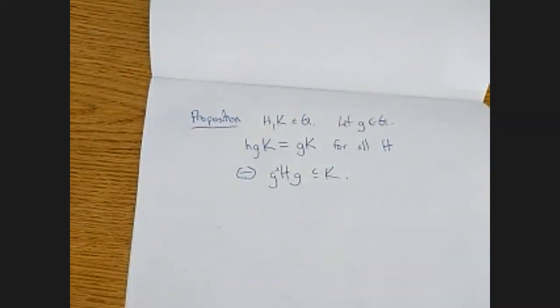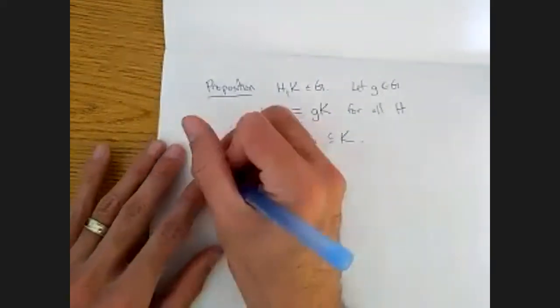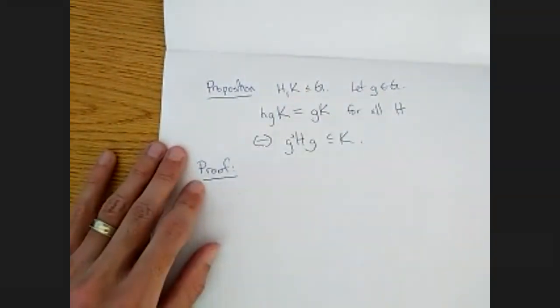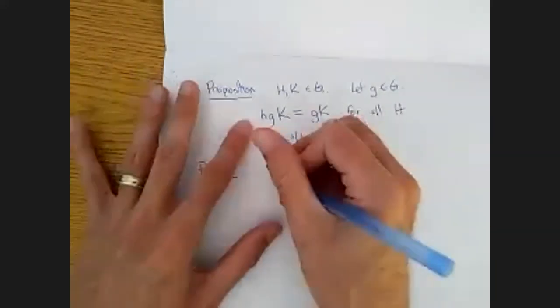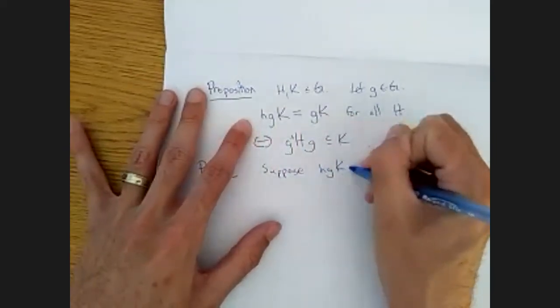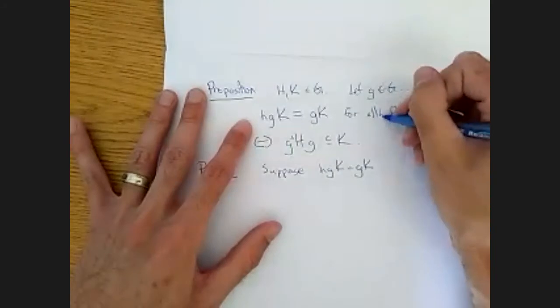Because we did use it in the last proof, and I also explained why in the margin, but maybe we should be careful because we're about to use it in the next proof as well. So let's prove this little mini result, just to be safe. Okay, let's suppose hgK equals gK for all h in H.